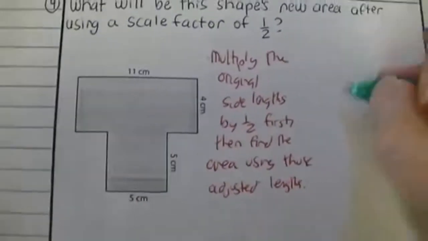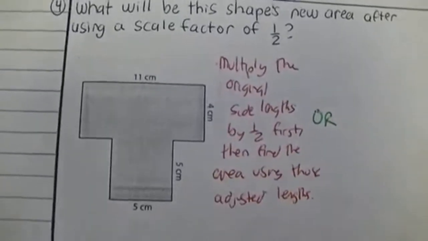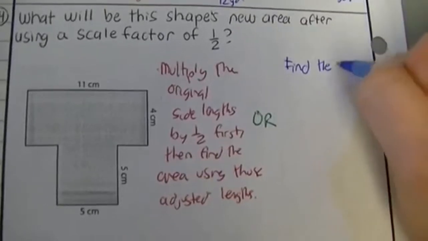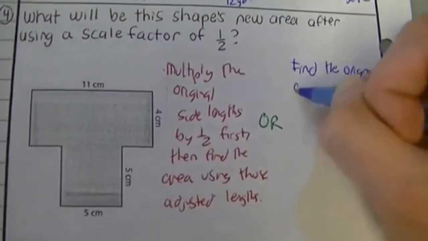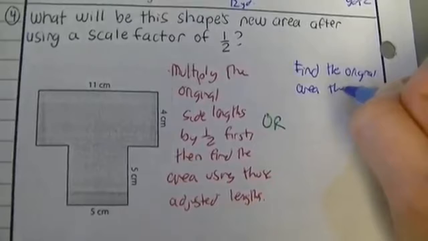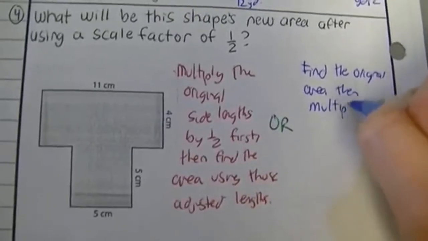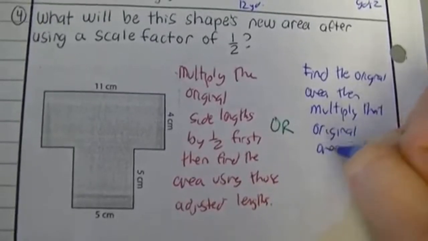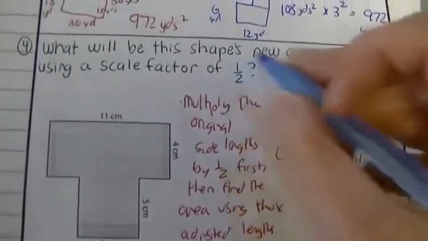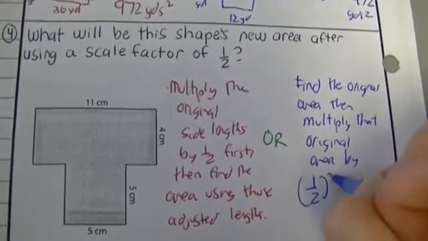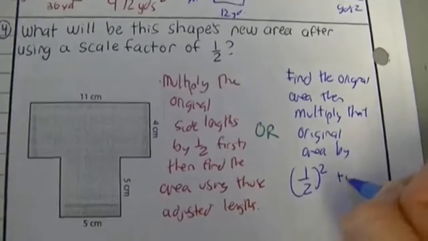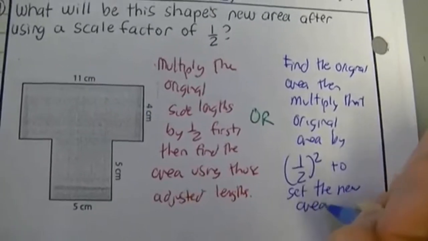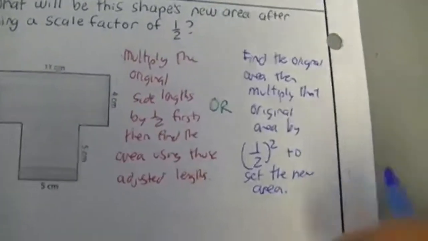Okay, or the second way that you can do this, that I'm going to show you, is you can find the original area, then multiply that original area by 1/2 to the second power to get the new area. That's this area. Okay.